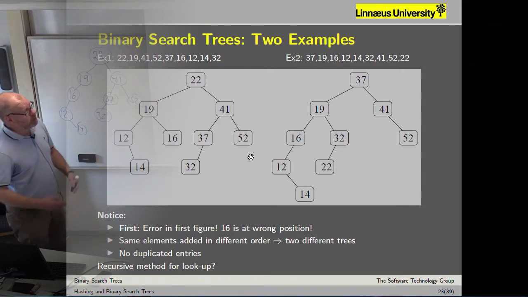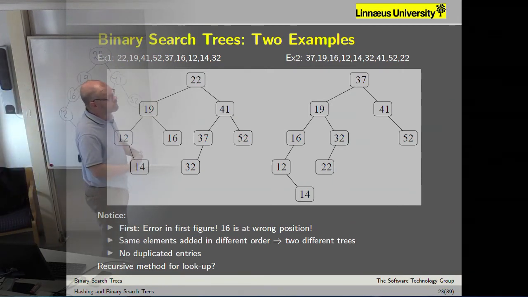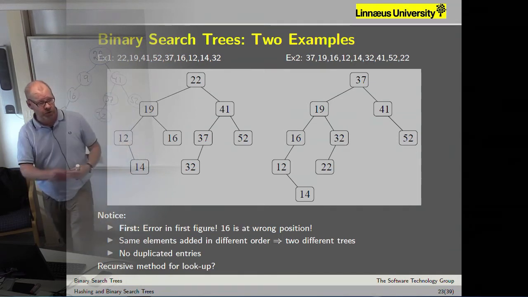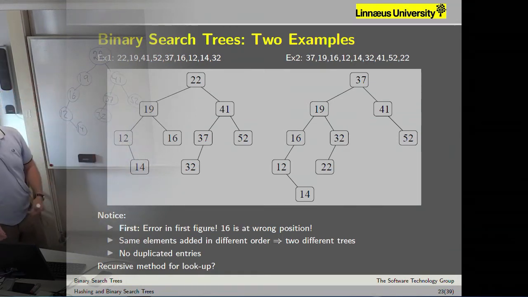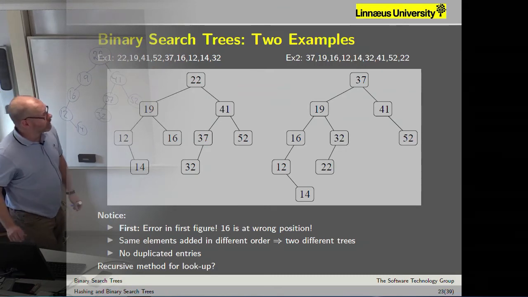So binary looking up things and adding things are basically following the same approach. The only difference is that we return false if we find an empty slot, and we are adding a new node in the case when we are adding things.